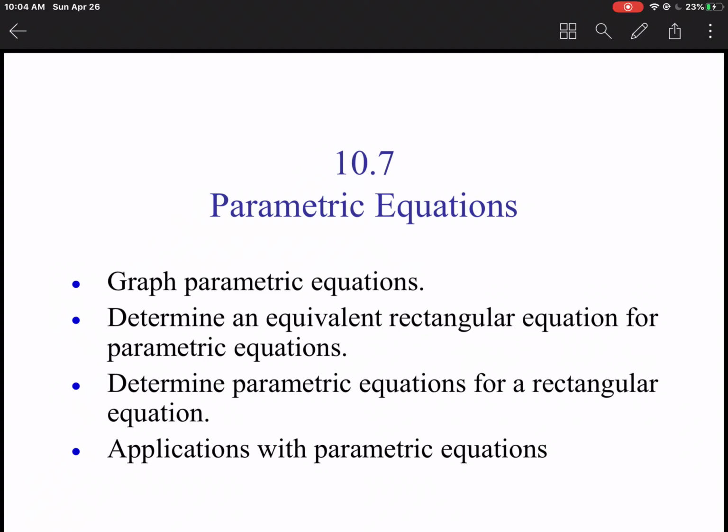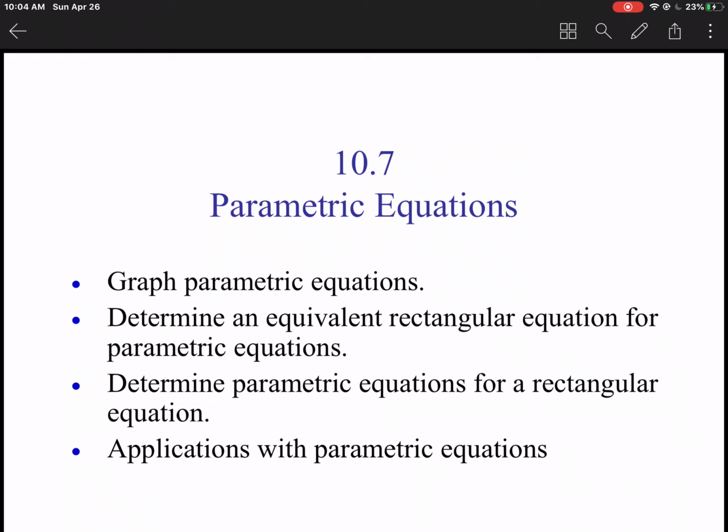Section 10.7, parametric equations. We're just going to look at a little bit of this section. Just want to at least give you a little bit of exposure to parametric equations, what those are all about. If you're heading into Calc 2, we'll deal with parametric equations in a lot more detail and get into those.